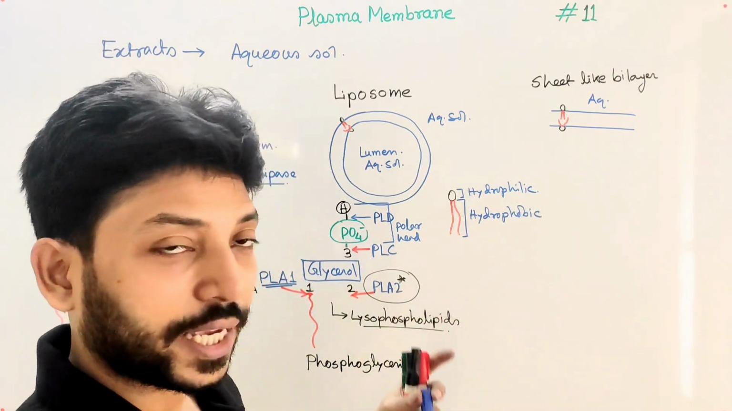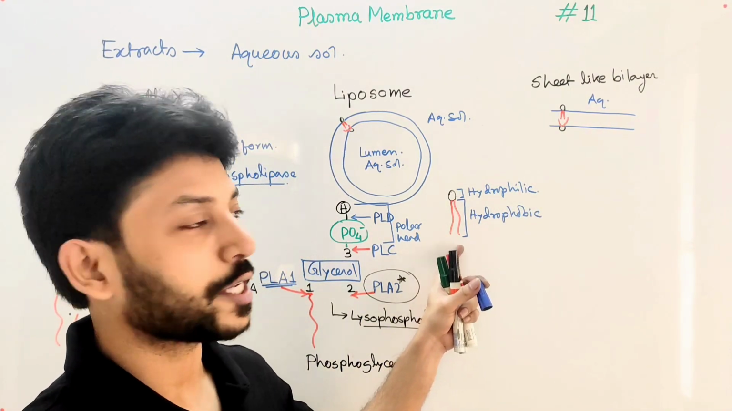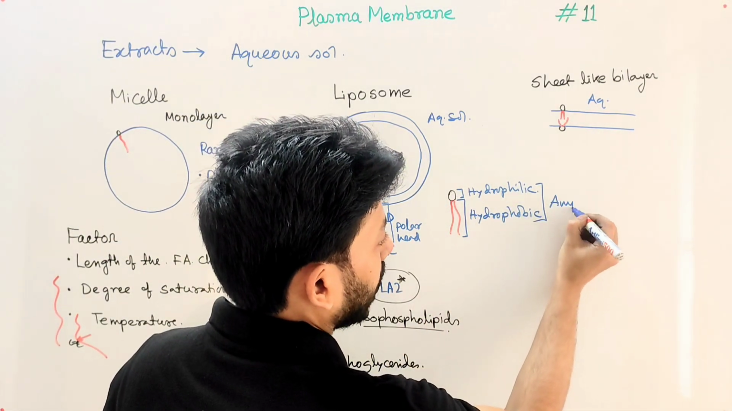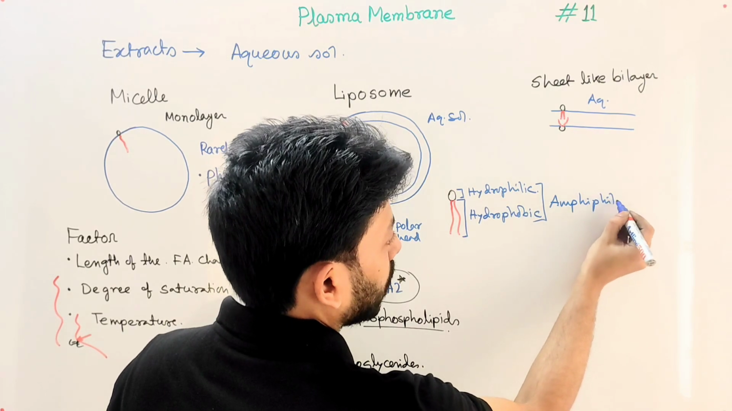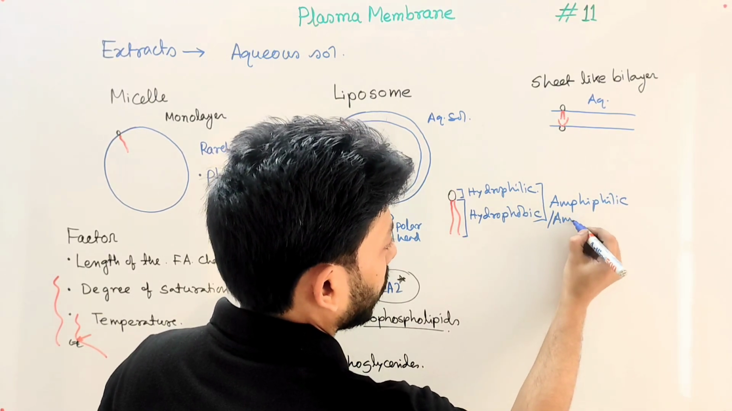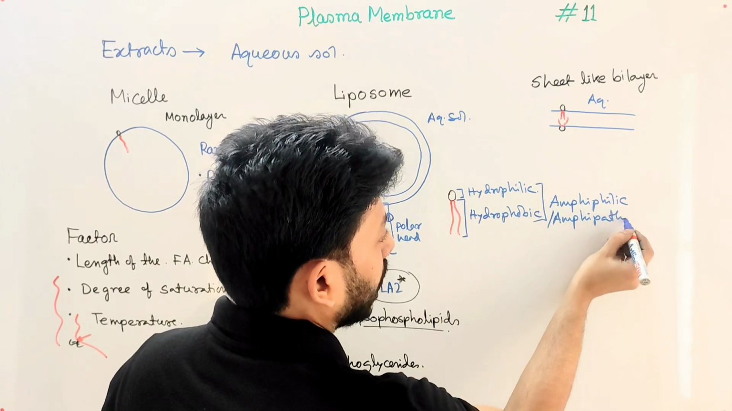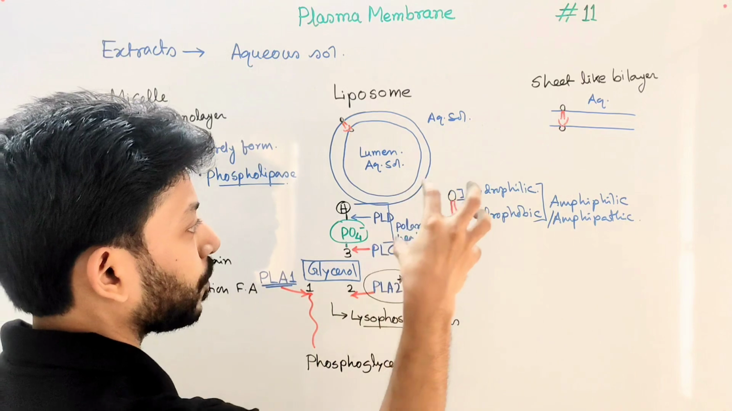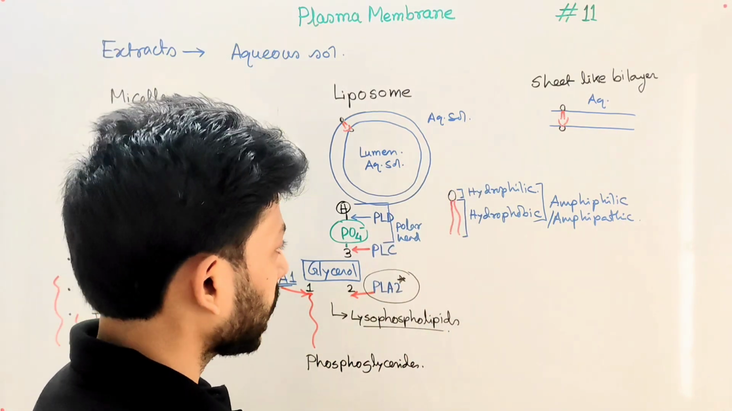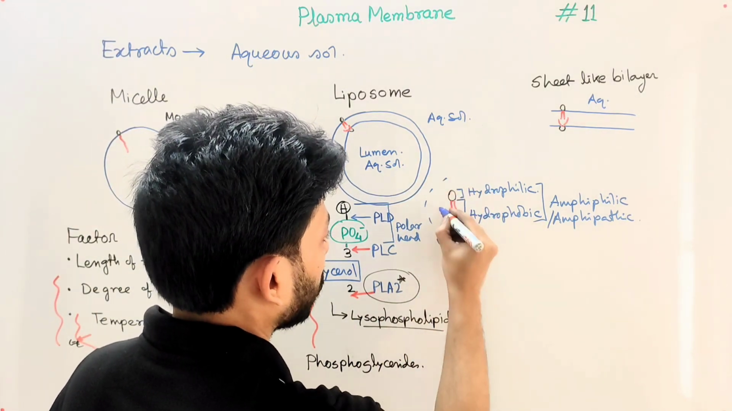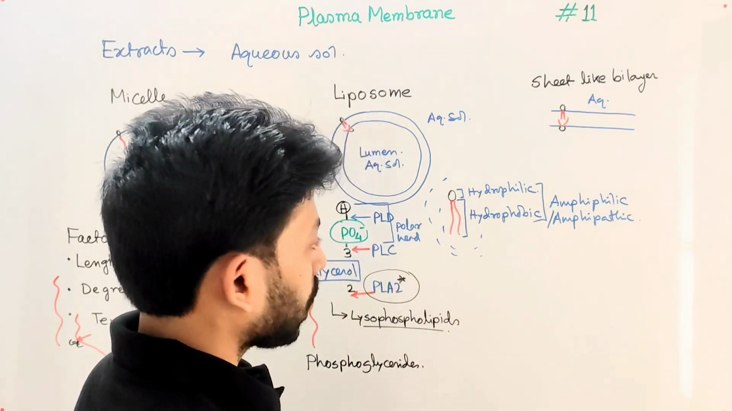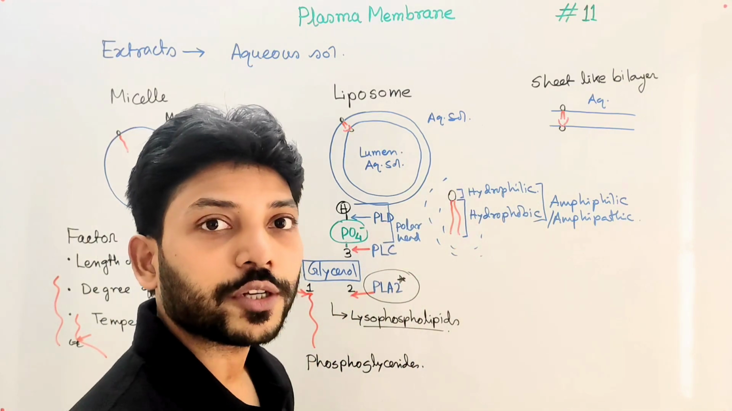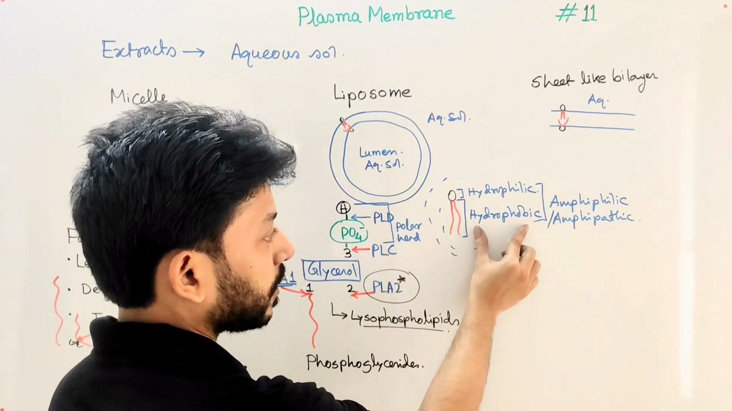That's why, when I mention that a molecule or structure contains both hydrophilic and hydrophobic parts, we call this type of molecule amphiphilic, or amphipathic. Now what will happen when you extract lipids from the plasma membrane and keep them in an aqueous solution? The lipids are surrounded by water molecules. As many lipid molecules as are present, they try to aggregate with each other to avoid the water molecules, because the tails are hydrophobic.